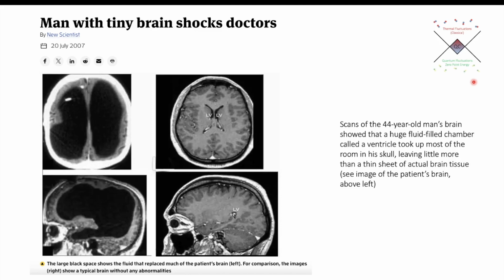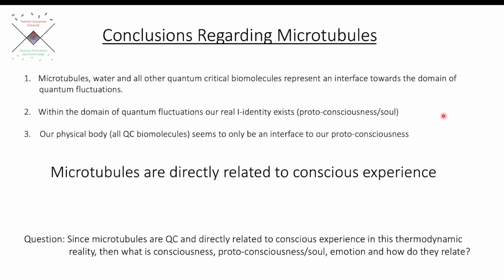So let's go on with assumptions and let's get to the next foil. This is the last foil now of part 2. So, conclusion regarding microtubules. Microtubules, water, and all other quantum critical biomolecules represent an interface towards the domain of quantum fluctuations. Within the domain of quantum fluctuations, our real I identity exists. That's where our soul exists. And our physical body seems to be only an interface to our proto-consciousness. So, microtubules are directly related to conscious experience.